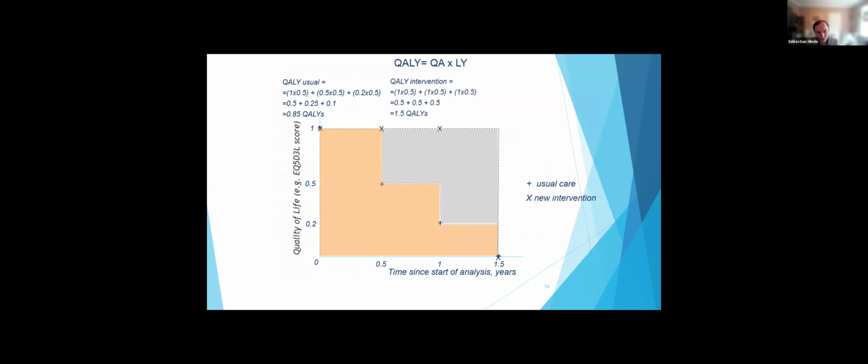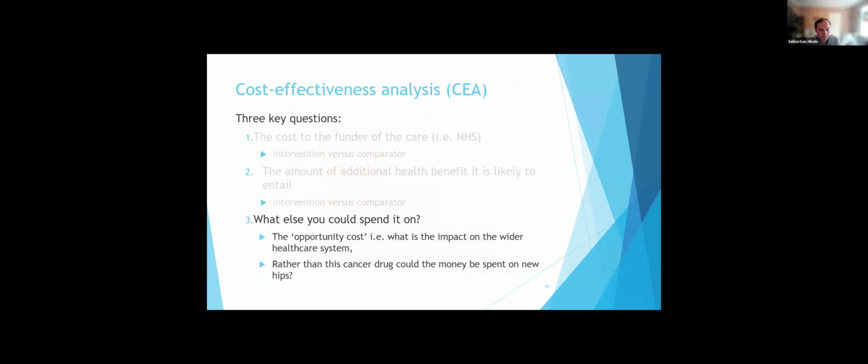I won't take everybody through the maths, but you'll have to trust me that if you work out the areas covered by those different joined up areas on the graph, you end up with the usual care having a quality score of 0.85, so that's the orangey area, and then the intervention, which is covered by the orange and the grey area together, has a quality of life score of 1.5, so that's the highest quality of life score over the entire period that they could achieve. So you get this incremental QALY value of 0.65 by working out the difference between the two.